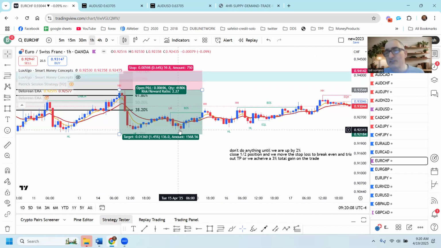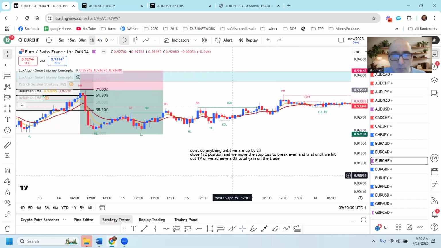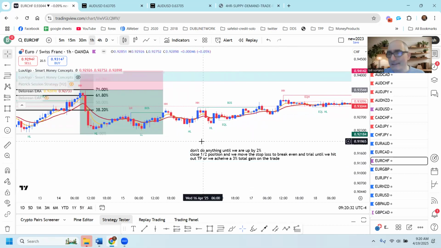We exit half the position. That gives us $1,000 gain in our account, okay? We don't want price to go up 2% and then reverse and we end up losing 1% or $1,000, right? That's a $3,000 shift. That will kill your mindset, okay? So what we do is we don't do anything until we're up by 2%. Until we're up by 2%, we do nothing, okay?